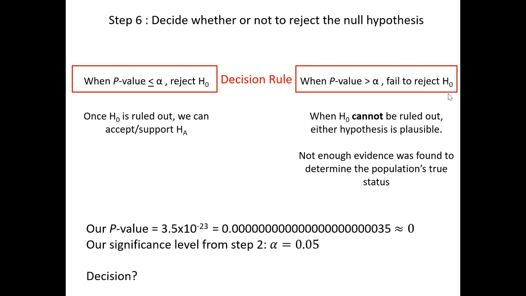So what should we do here? Well, we obtained a p-value of approximately 0. That is indeed less than or equal to 0.05, which we picked in step 2. So the decision that should be reached here in step 6 is to reject the null hypothesis. And recall, with 2 hypotheses, if we are able to reject one, the only one left can be supported. So we are supporting the alternative hypothesis here.